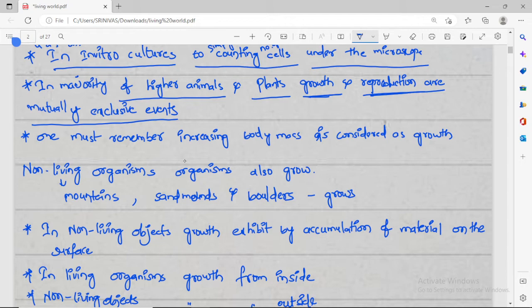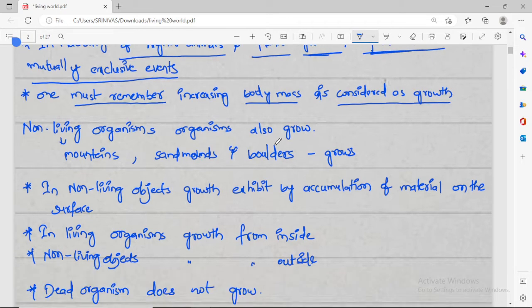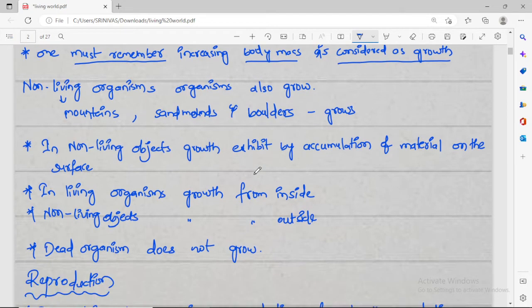Next, one must remember that increasing body mass is considered growth. Body mass increases means what happens? Growth increases. Growth increasing means body mass increases. Cell division occurs. If cell division increases, growth also increases and body mass also increases.